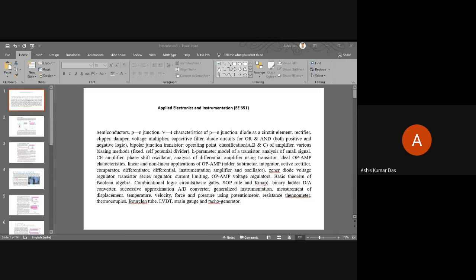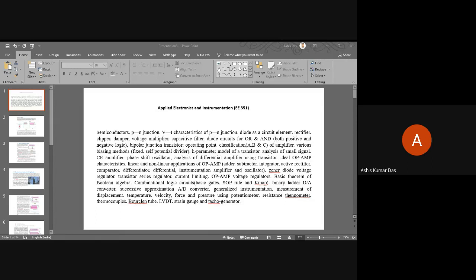Then we have the successive approximation AD converter. Successive approximation AD converter means it is the analog to digital converter, that is called the successive approximation type analog to digital converter.